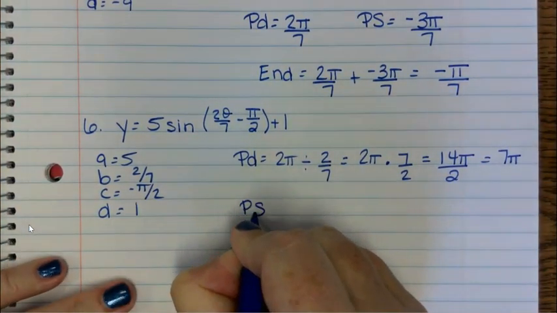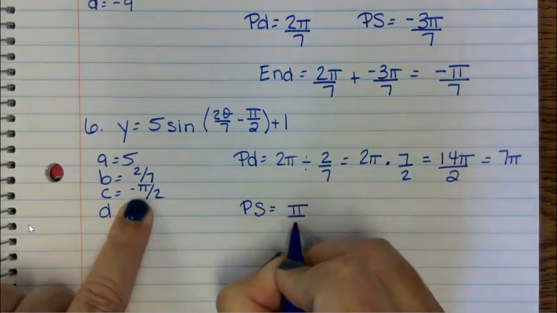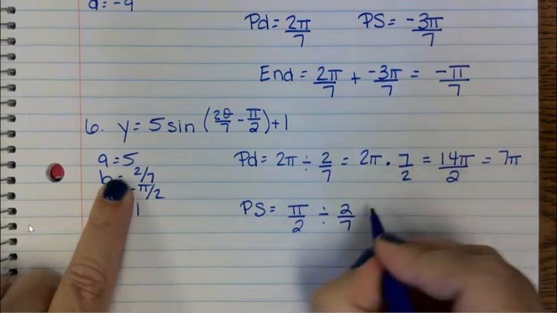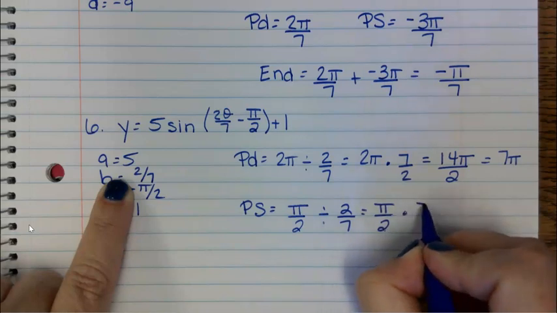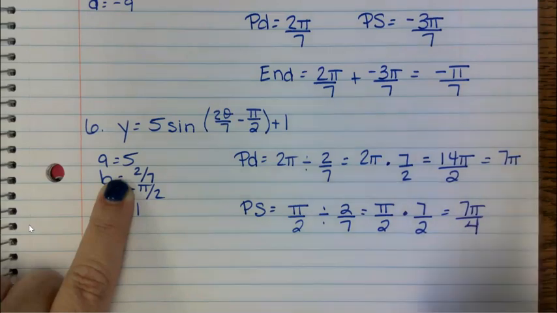Phase shift, opposite of C. So it's already negative. I'm going to make it positive. Divide it by B. Keep, change, and flip. So we get 7 pi over 4.